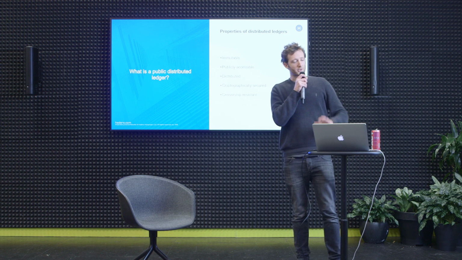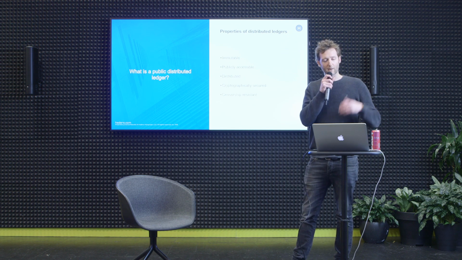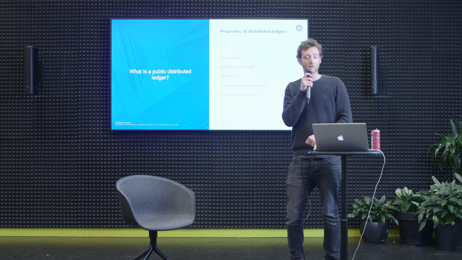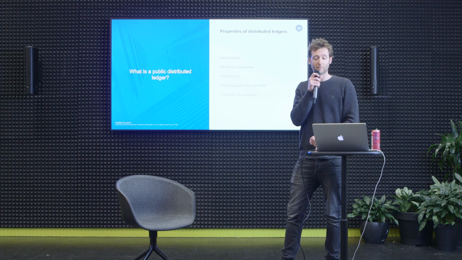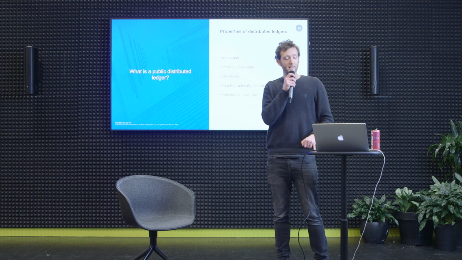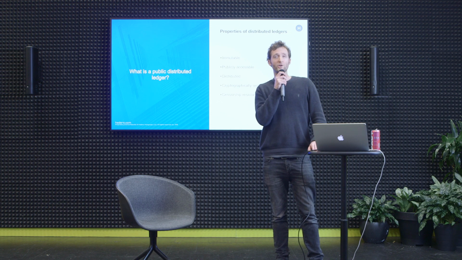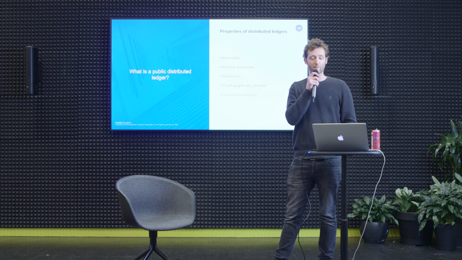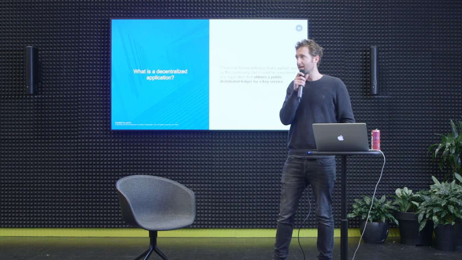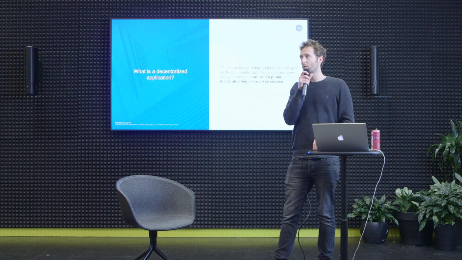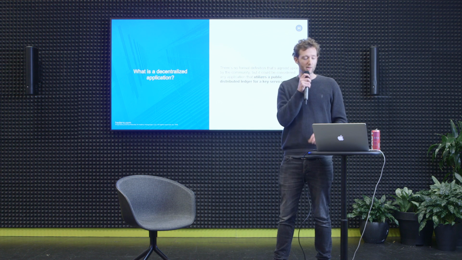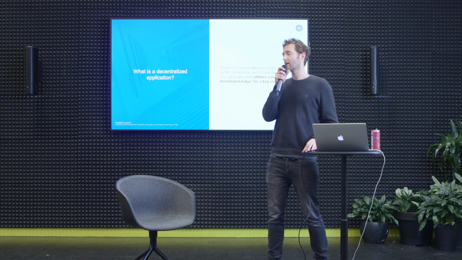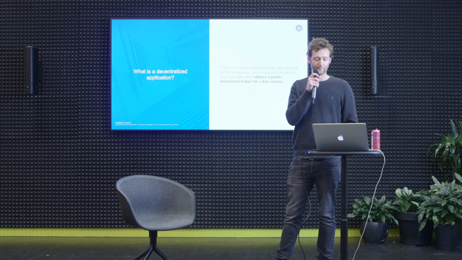So just to recap for clarity, what is a public distributed ledger? There's 5 key components that make up the properties of a distributed ledger. Firstly, it's immutable. Secondly, it's publicly accessible. Thirdly, distributed. Fourthly, cryptographically secure. And fifthly, censorship resistant. And to clarify exactly what a decentralized application is, although there's no formal definition that's agreed upon in the community, we can agree that it utilizes a public distributed ledger for a key service.